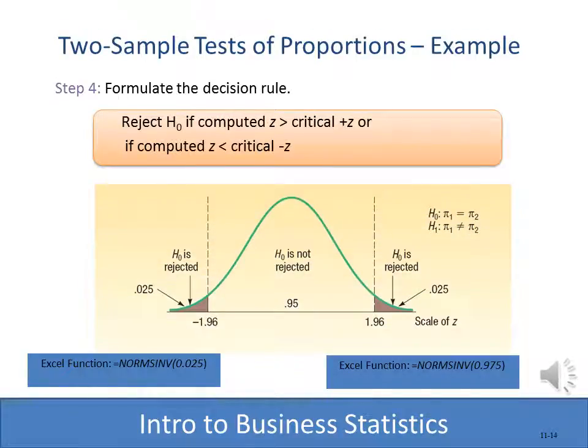We set a level of significance of 0.05, so in this case we need to formulate the decision rule or establish the critical value. This is a two-tailed test, remember, because we're assuming there is no difference. We're trying to prove that there is a difference. And so in this case, we have 0.025 on either end. So our critical value for z is 1.96. And you can see in the slide a couple of Excel functions that you can use to also compute the critical values.